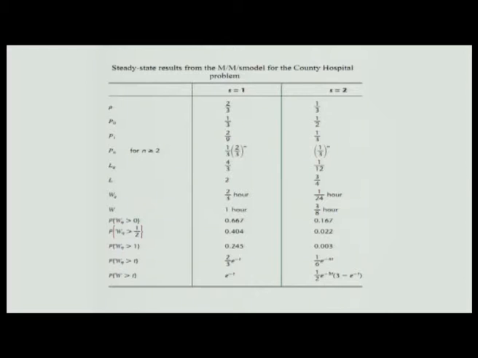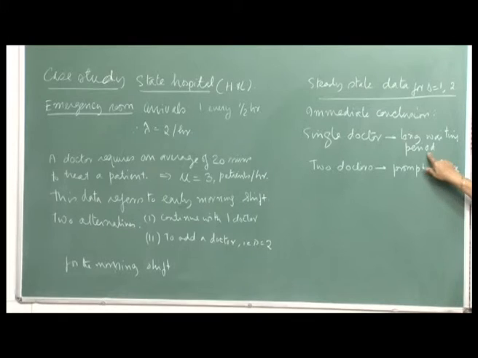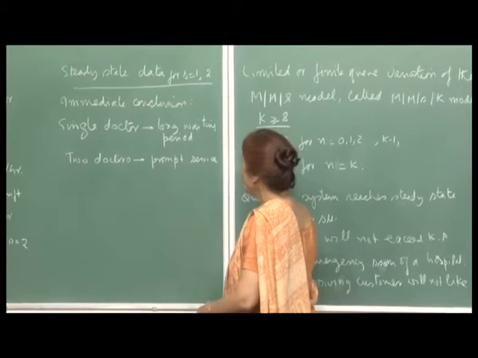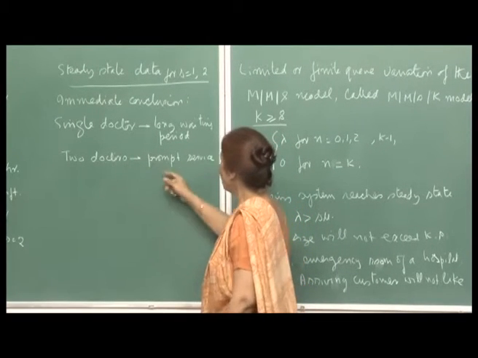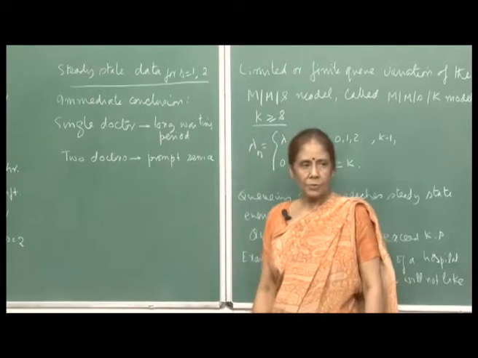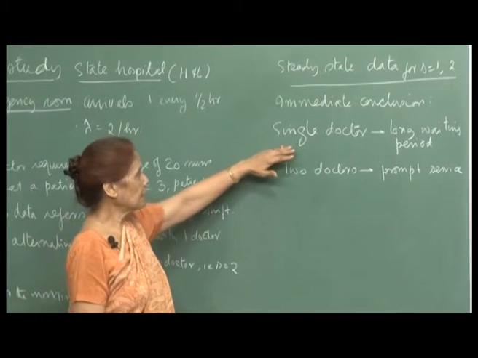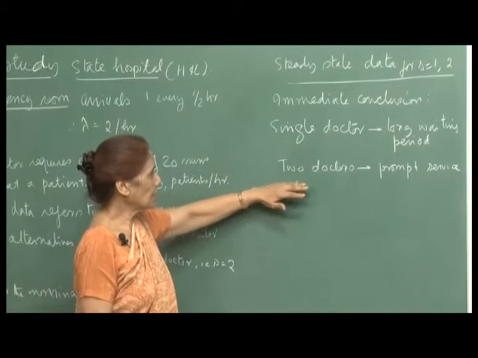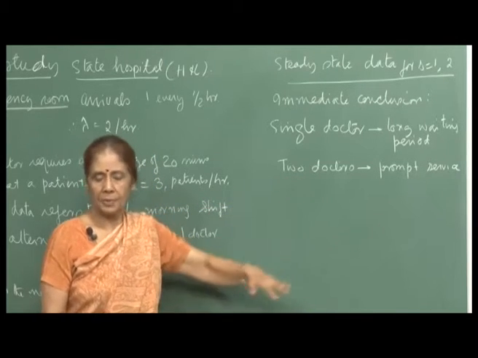So, this data, therefore, we are able to conclude that the single doctor will give you a long waiting period, which is not very desirable for a hospital emergency room, but with 2 doctors you expect prompt service. And so, anybody looking at this data, and this is what this model has helped us to generate, can compare the performance of the emergency room when there is 1 doctor and when there are 2 doctors. So, if finances is not a consideration, it would be very helpful to have 2 doctors.